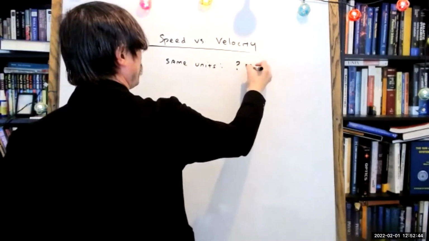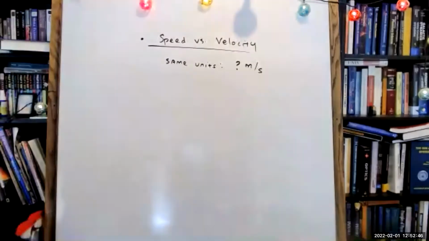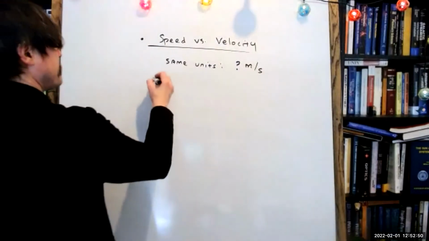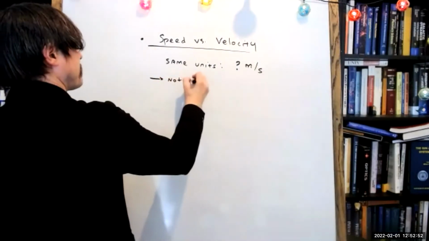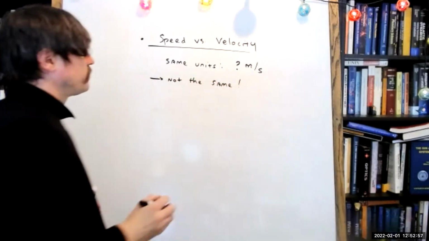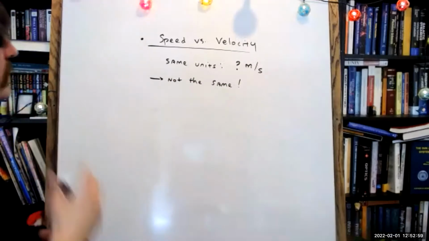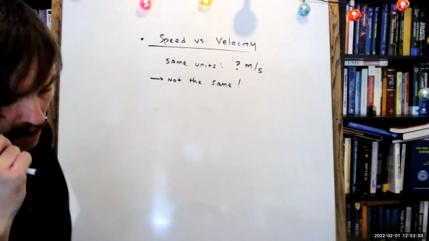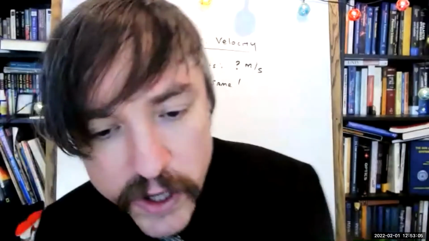The units are meters per second, okay? But they are not the same thing. Well, speed is like the time rate of where the object's moving along its path, and velocity is the direction in which the object moves. It's kind of hard for me to remember this stuff.